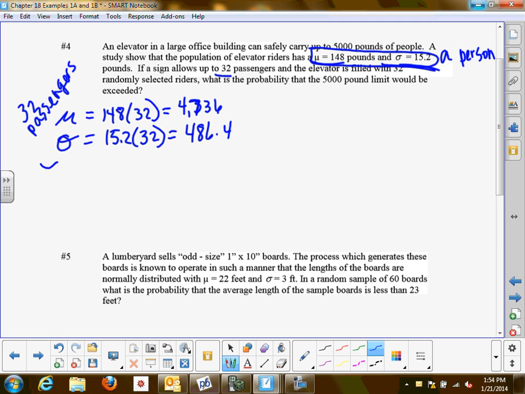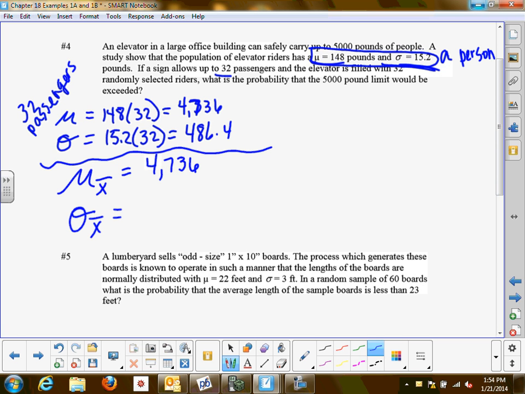Now let's do the sampling distribution. The mean for the sampling distribution is the same mean as the population. The standard deviation for the sampling distribution is this formula, which means 486.4 divided by the square root of 32. And that is 85.98 pounds.